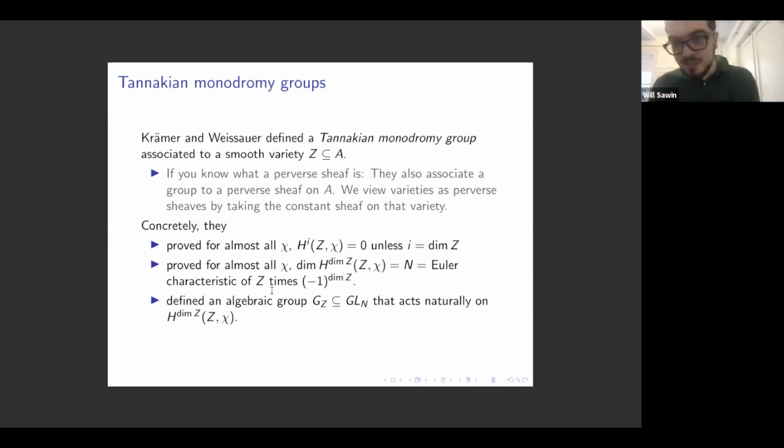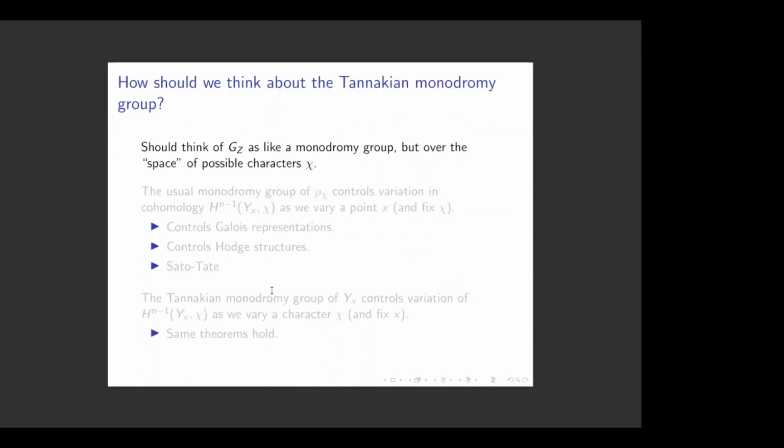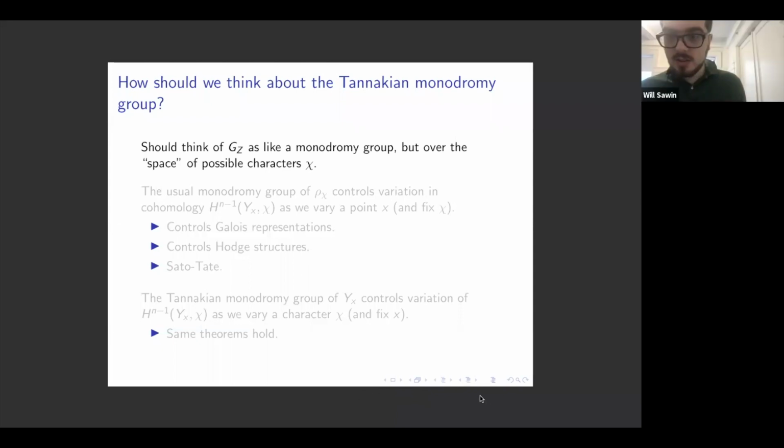So I'm going to give a definition of the Tannakian monodromy group to explain what it actually comes from. But I don't think the definition is very helpful to understanding. So I'm going to try to give some intuition first. How should we think about the Tannakian monodromy group? Sorry, so are you saying that this monodromy group does not depend on the character chi? Correct.